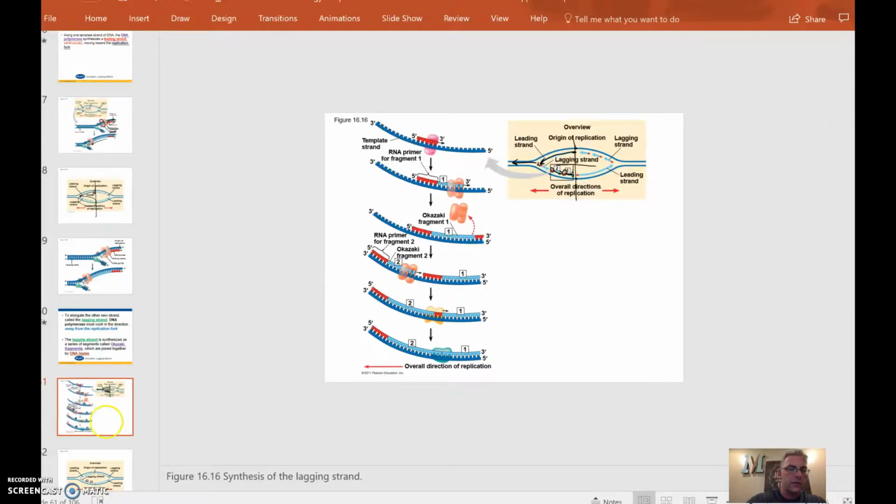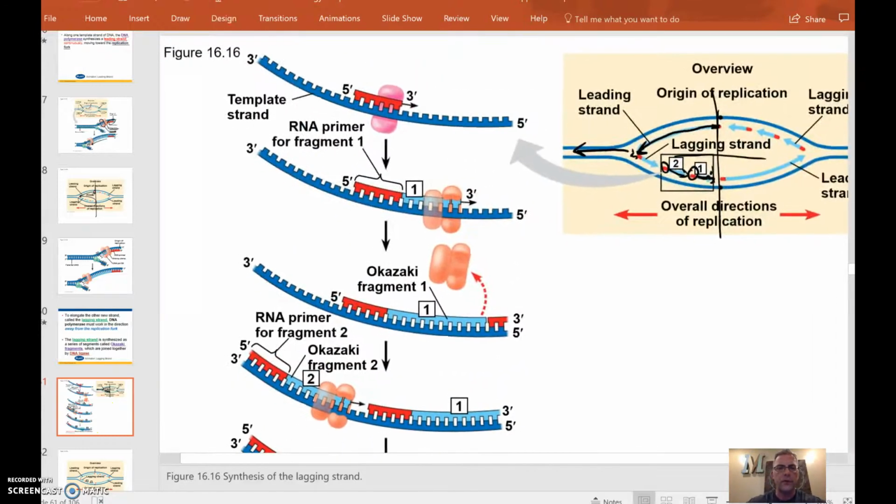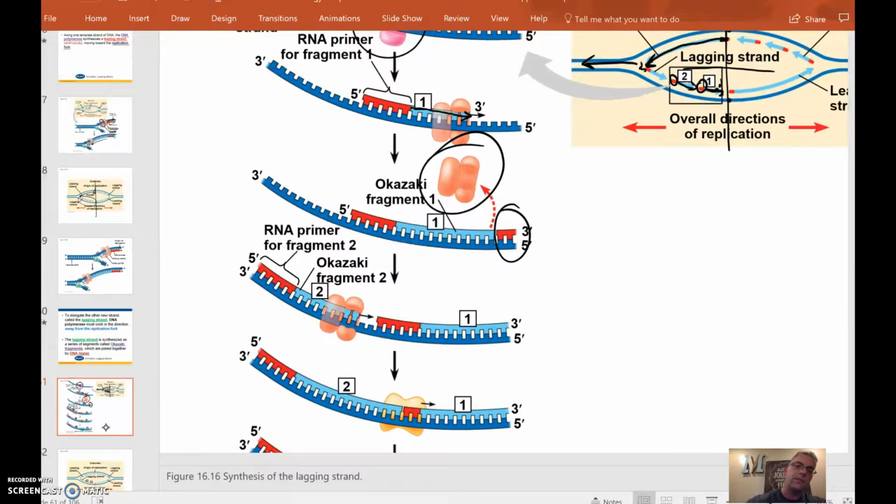So let's click over here on this picture right here. If you're examining this, you're going to lay down your primer, and then you're going to work backwards from the primer with the DNA polymerase 3. Then it's basically going to work back until it hits the next previous primer. At this point, the replicating machinery is going to be released, and it's going to jump sort of forward if you think about it. So it jumps forward and works backwards, jumps forward and works backwards.